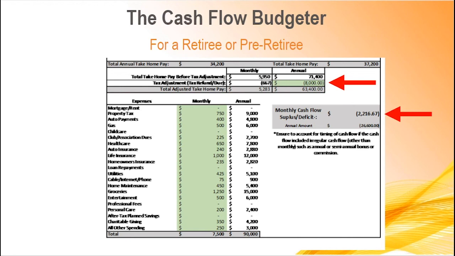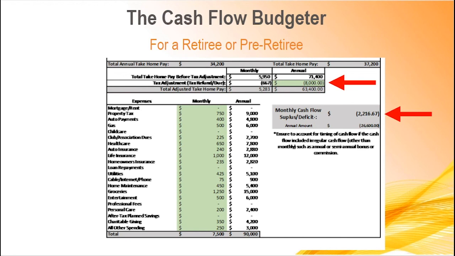And so down below on the left-hand side, same basic concept. We're wanting them to forecast out what their expenses are going to be in retirement. So, again, not every category, but most of the main ones, plus another category as a catch-all. In this case, this client is going to have $71,400 of total take-home pay before adjustments in retirement. That's their Social Security, pension, and their rental income. We're going to have to make a tax adjustment of $8,000 for taxes.